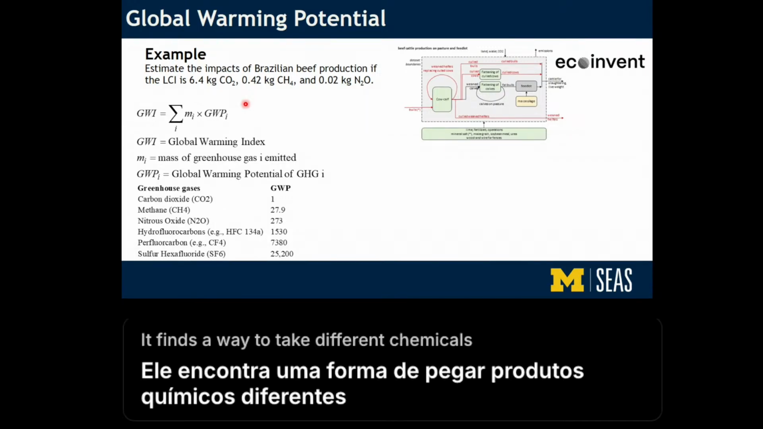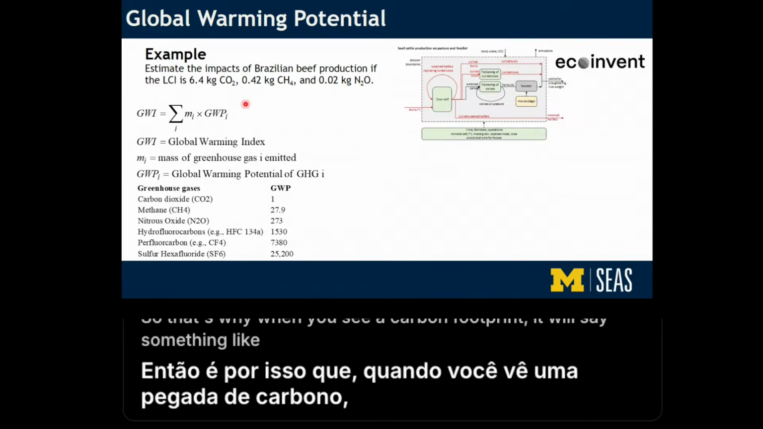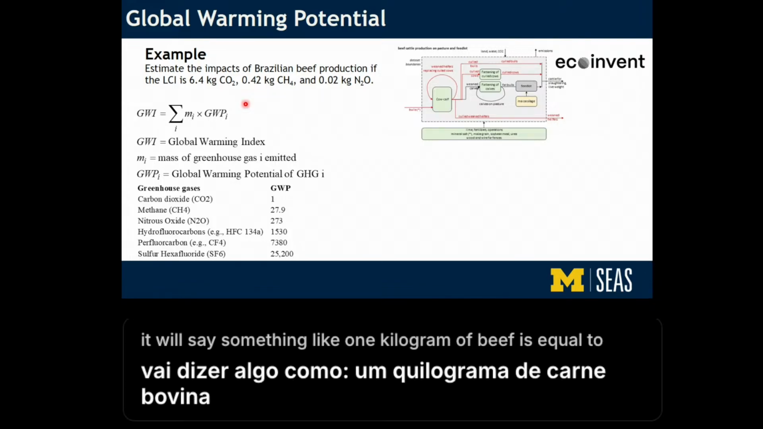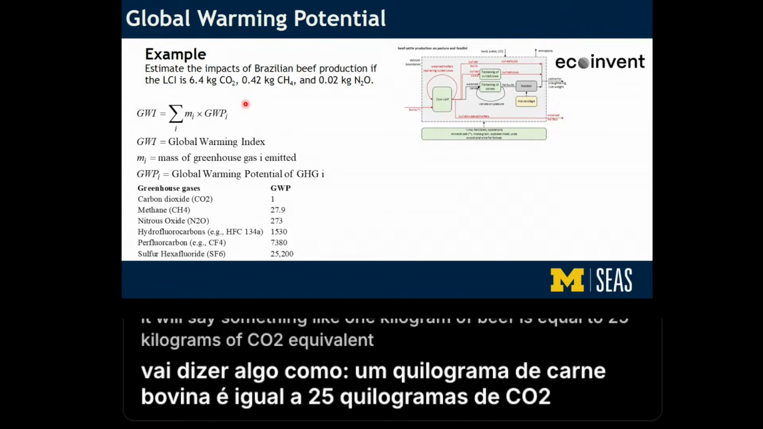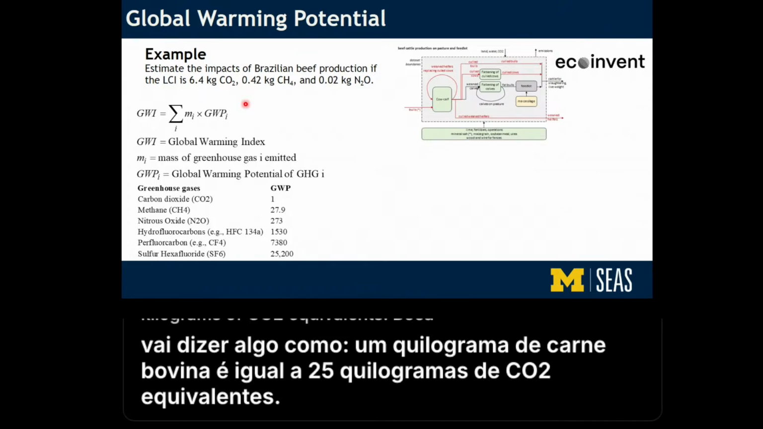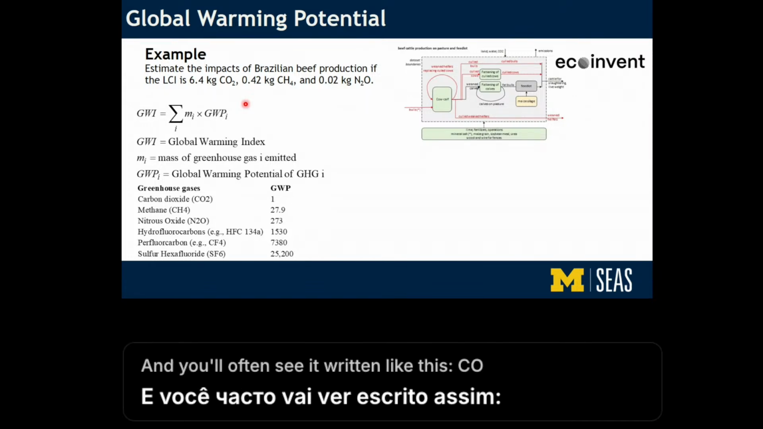All right? So that's why when you see a carbon footprint, it will say something like 1 kilogram of beef is equal to 25 kilograms of CO2 equivalents, because it's equivalent to that much CO2. And you'll often see it written like this, CO2E. All right? So that's what that means if you see that.